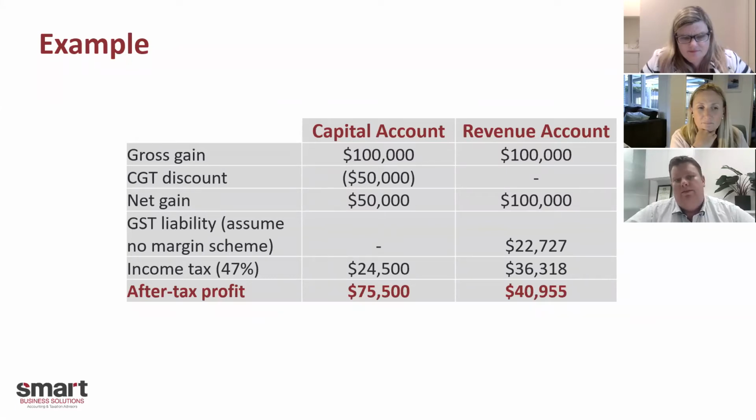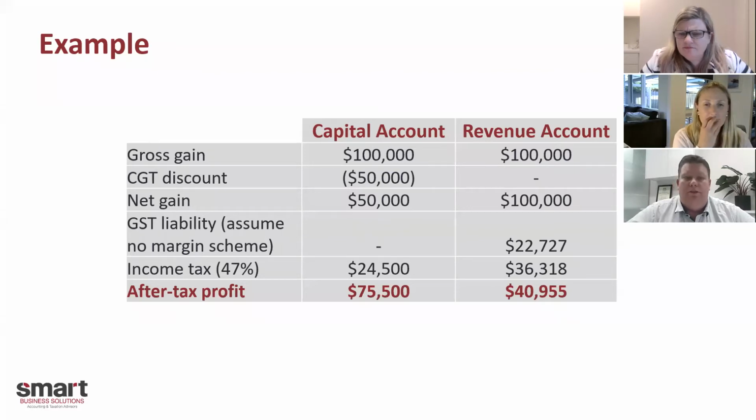$75,500. That's extremely different, as you can see, to if it was on revenue account, where you have no capital gain discount, no CGT discount, so your net gain is $100,000. You are losing 1/11 of the sale price of the subdivided land on the GST liability.